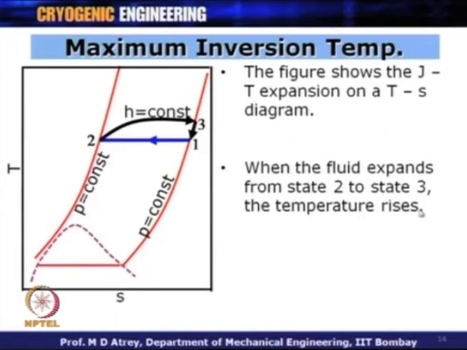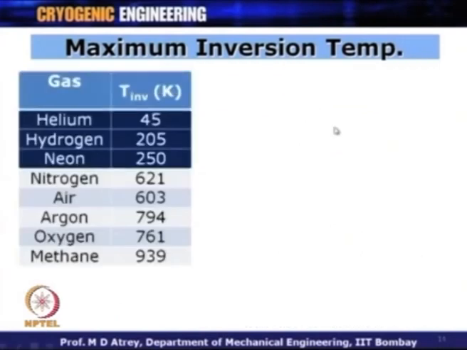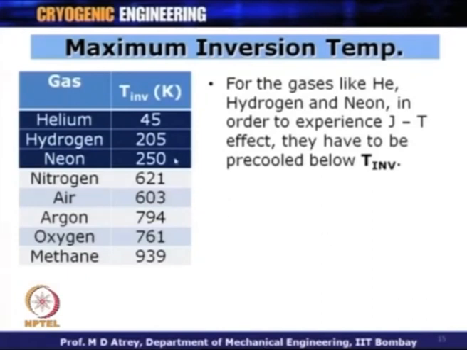Now, there are various gases and they have their own inversion temperature. What you can see from here is that gases like helium, hydrogen, neon have their inversion temperature as 45, 205 and 250 Kelvin, which are below room temperature, while all other gases here have their inversion temperature above room temperature, being 300 Kelvin. It means that if I want isenthalpic expansion to result in cooling for these gases, their initial state has to be brought down below their inversion temperature. Then and only then, when they are subjected to isenthalpic expansion or a JT expansion, they would result in cooling, right. So, for gases like helium, hydrogen and neon, in order to experience JT cooling, they have to be pre-cooled below the inversion temperature first and then subjected to the JT expansion.